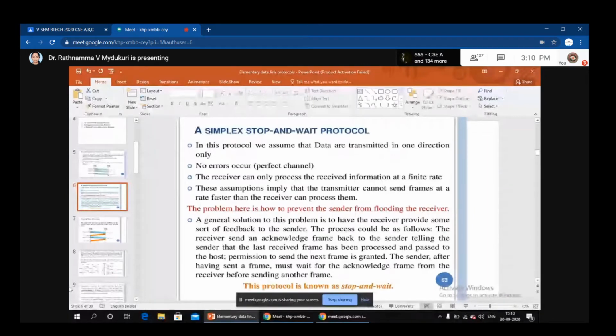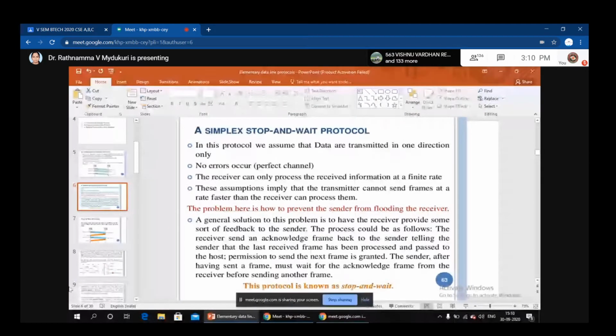So if we are sending back an acknowledgement, then the sender comes to know that so and so frame has been received. For example, you have sent 5 frames, but you got only one acknowledgement back. That means the remaining 4 frames have not yet been received by the receiver. That is the feedback to the sender. By this method, we come to know whether the frame we have sent is received by the receiver or not. So this is a general solution.